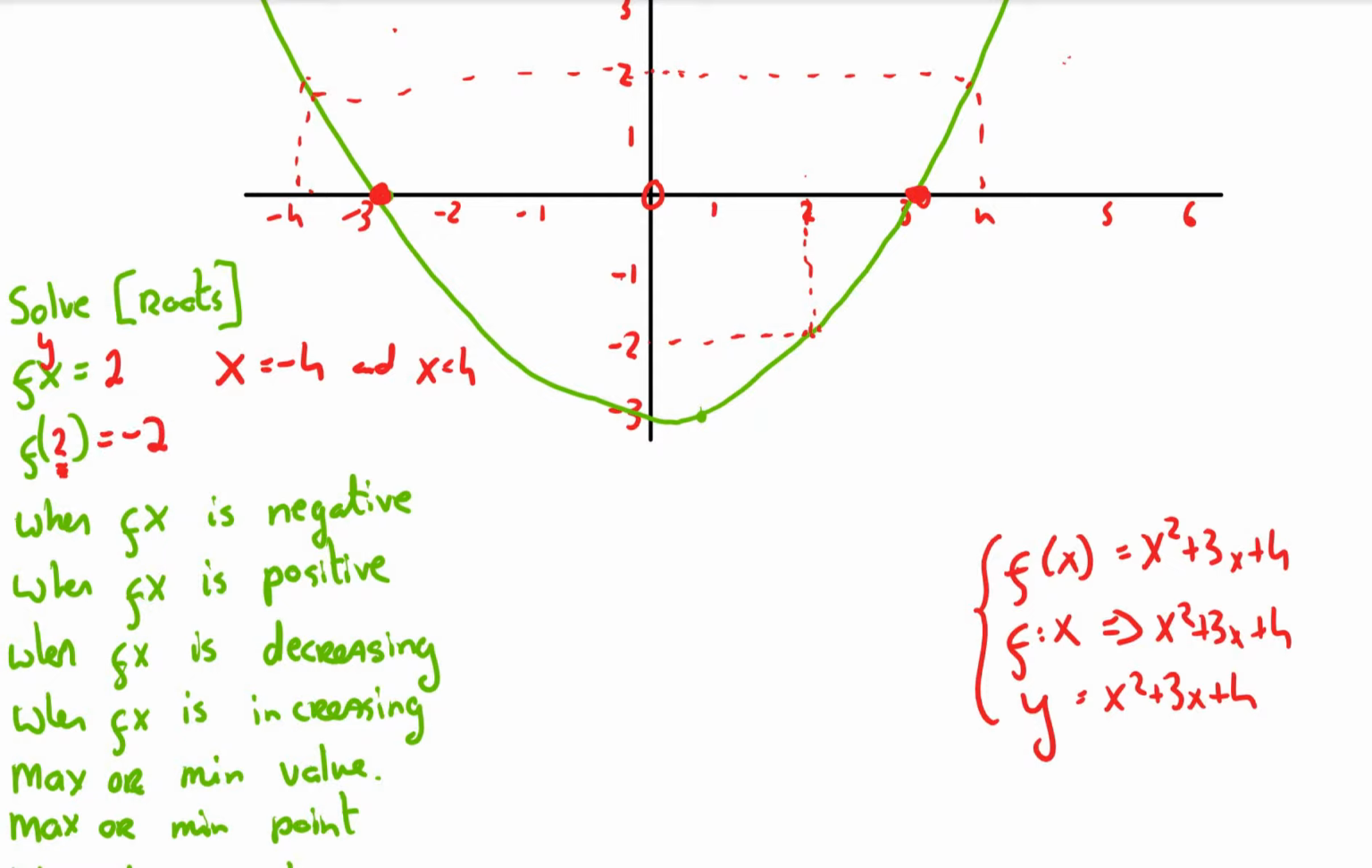So be very careful not to confuse these two. A simple way of remembering: if the number is in the brackets, then we're going to the x-axis and looking for that number. If the number is outside the brackets, so it's not in place of x, then we go to the y-axis.